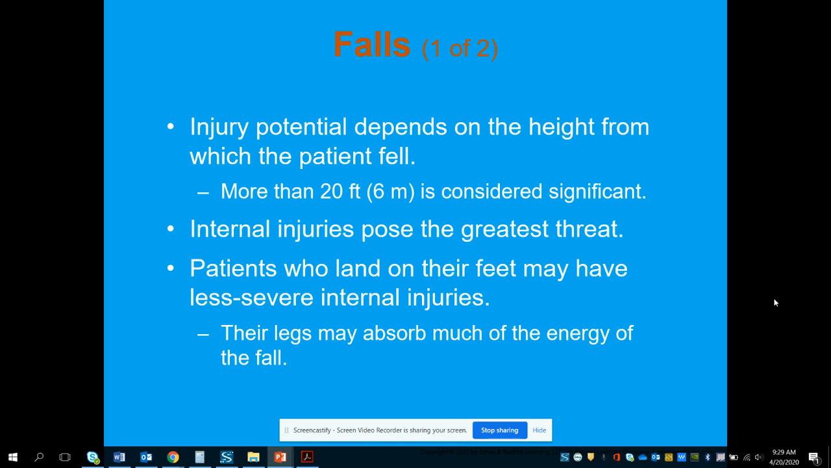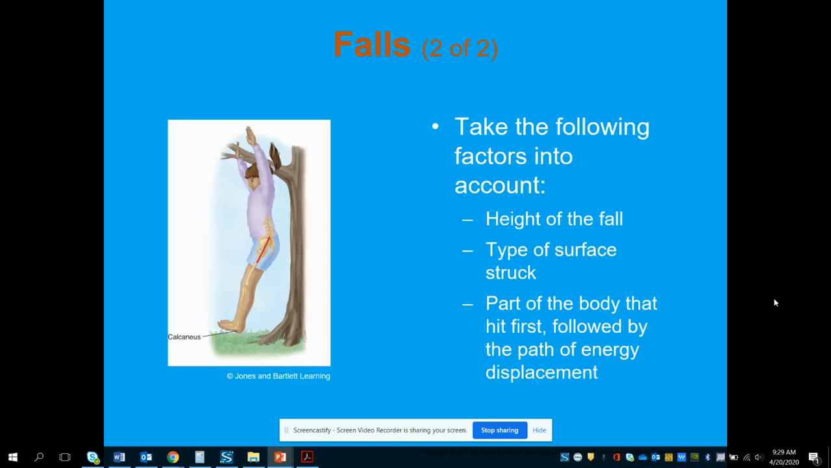Internal injuries are going to pose the greatest threat here. The patients who land on their feet may have less severe internal injuries because the legs will absorb a lot of the fall. But as you see right here in this picture, it's going to transfer that energy up. And so you're looking at the potential for broken bones from the heels, the feet, the legs, all the way up to the hip and potentially the spine. So it can still be potentially serious. So we want to take all of these things into account.